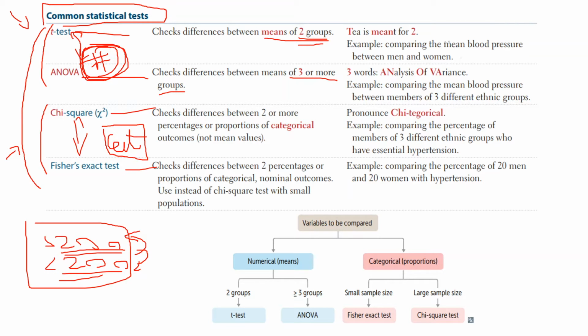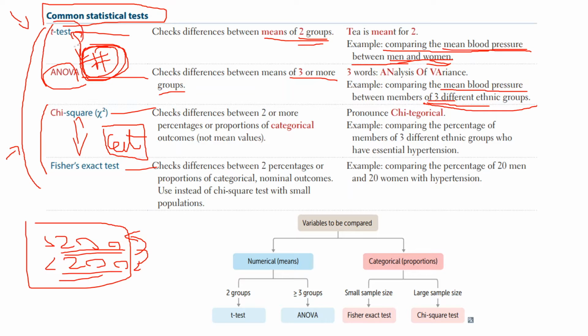Their examples are great here. In a t-test, we compare, for example, the mean blood pressure between men and women. Notice how we have two different groups, and we're checking the mean blood pressure, which is a number, of men versus women. When you compare that to ANOVA, notice how there are three different ethnic groups. Each group still has a mean blood pressure. One has, for example, 100, the other 120, the other 140. All of them have a mean blood pressure, but it's not two groups, it's three groups. For that reason, we use ANOVA.